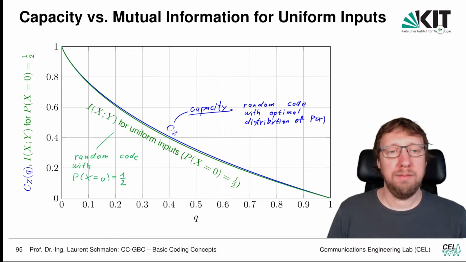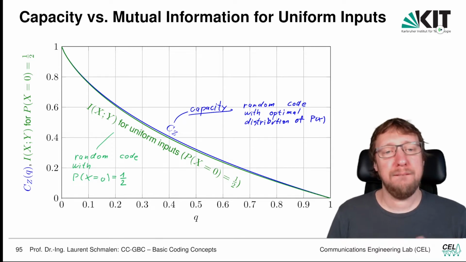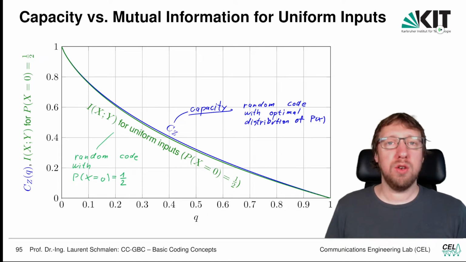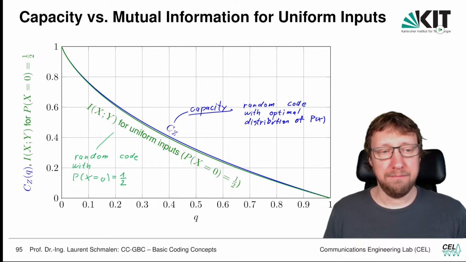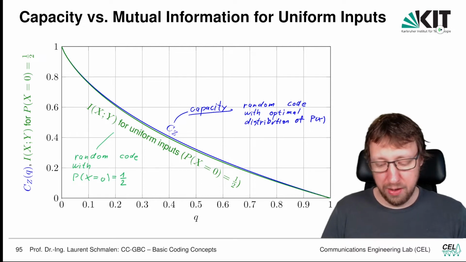It's called constellation shaping. And with those linear codes that are very practical, we essentially don't lose too much of data rate in this case. So that's very good to know.